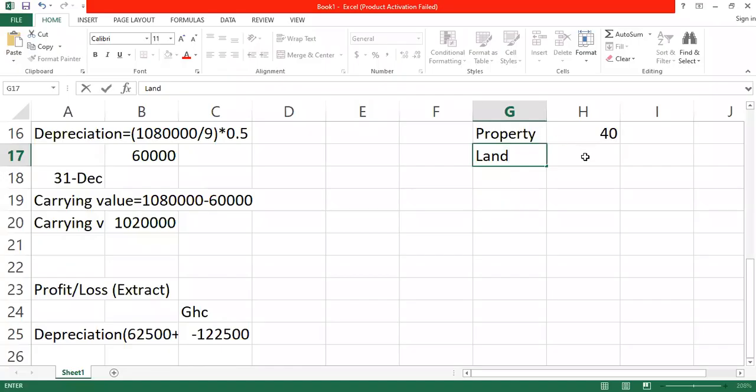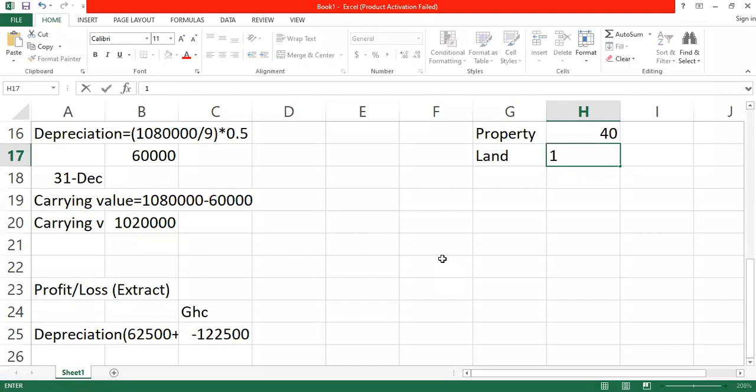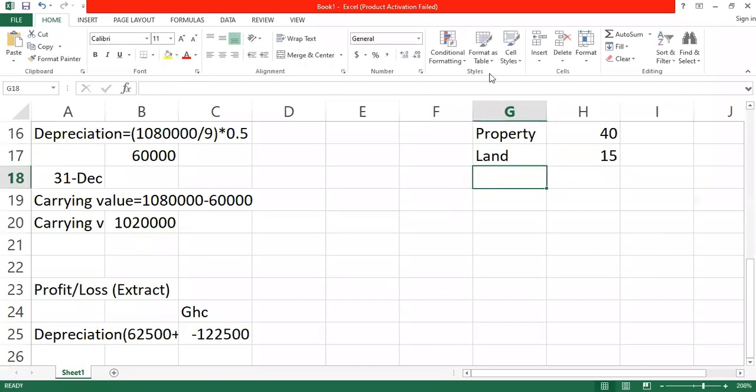So they say the property, the total cost is 40 million. What is the land element? Including land of 15 million in respect of the land. So land is 15 million. If land is 15 million, building will be how much? The building will be 25. Okay. So let's move on.